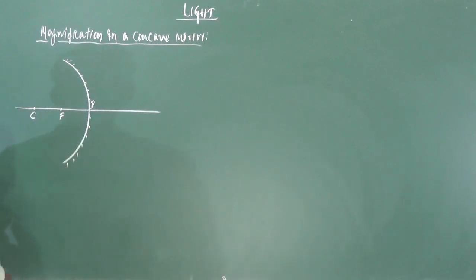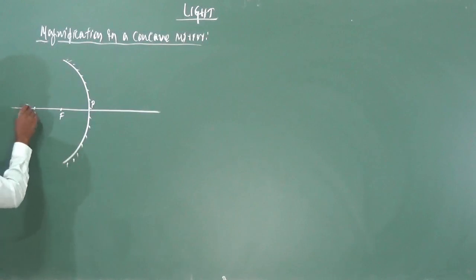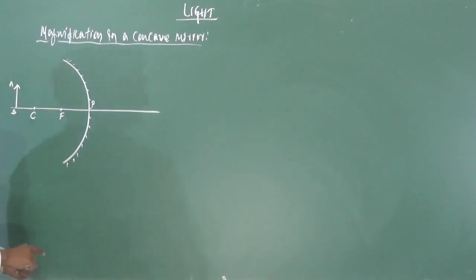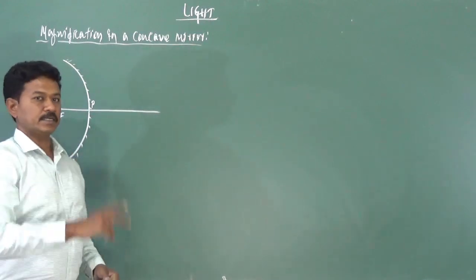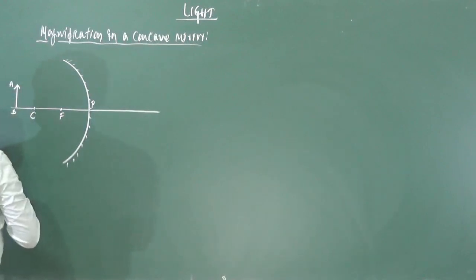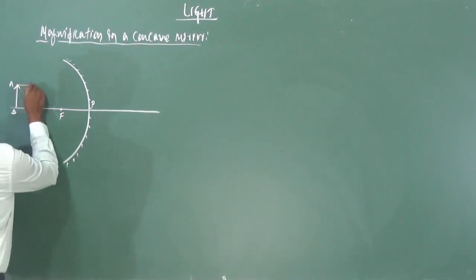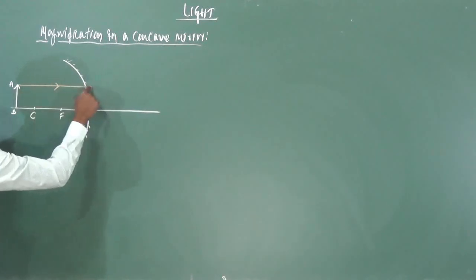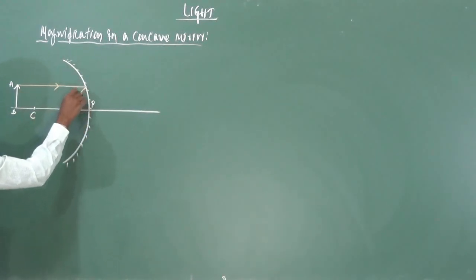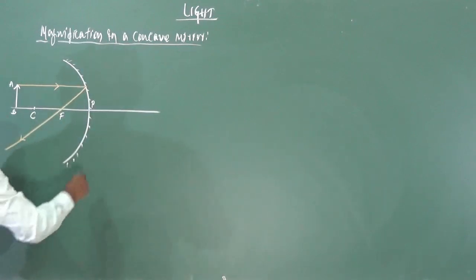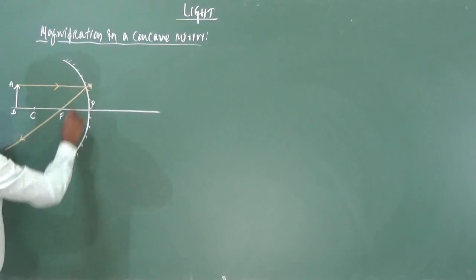Now we will keep the object beyond C. Beyond C we will keep the object and call it AB. From point A we need minimum 2 light rays. One light ray we will take as parallel to the principal axis. Any light ray traveling parallel to the principal axis passes through the principal focus. So this is the reflected light ray. We will take it as point M here.